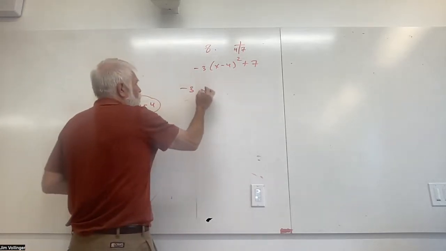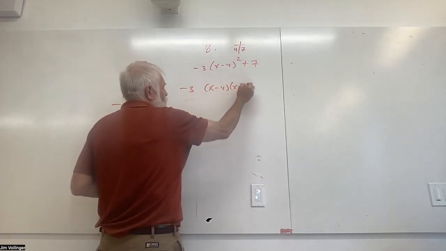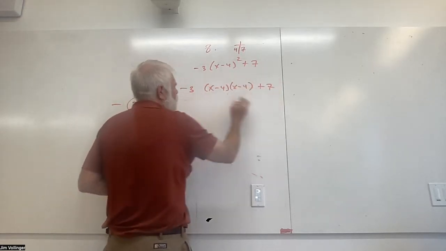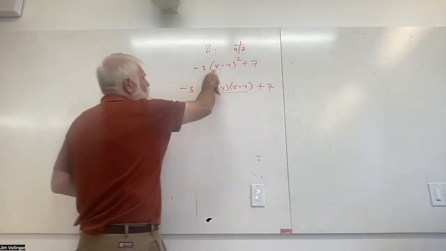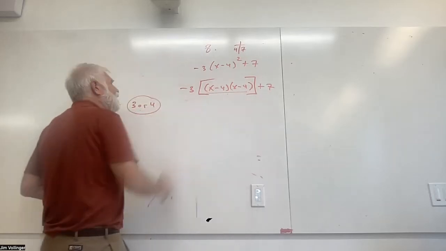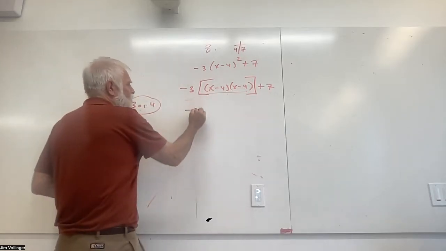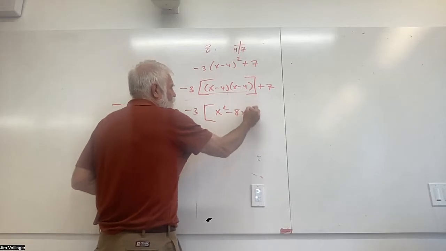And that's minus 3. And now really what you're doing is x minus 4 times x minus 4 plus 7. And you should do this first. It's the most challenging part of the problem. And then you're going to multiply everything in here times negative 3. I'm hoping we're getting better at that. I'm hoping we can start to see the shortcut, which is x squared minus 8x plus 16.